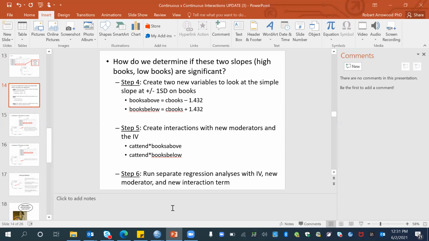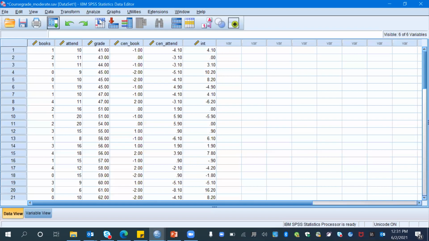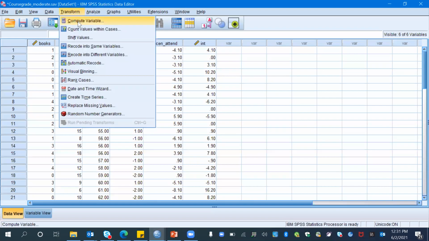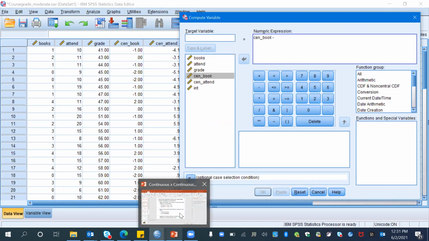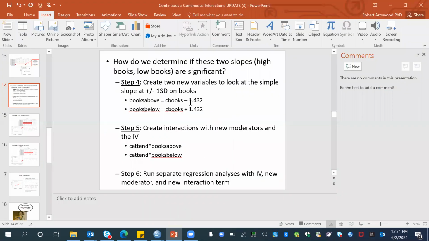So let's first go back to SPSS, and we're going to create those variables. So I'm going to take my centered books, and I'm going to subtract the standard deviation, which was 1.432.